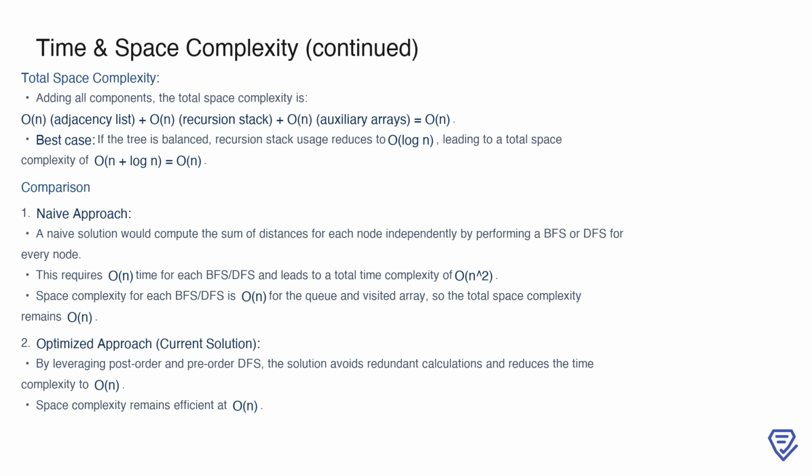Comparing this to a naive approach, where we would calculate the sum of distances for each node independently using a BFS or DFS, the naive method would require O(n) time for each traversal, resulting in a total time complexity of O(n squared). Space complexity for the naive approach remains O(n) for the queue and visited array. However, our optimized approach avoids redundant calculations, reducing time complexity to O(n), while maintaining efficient O(n) space usage.